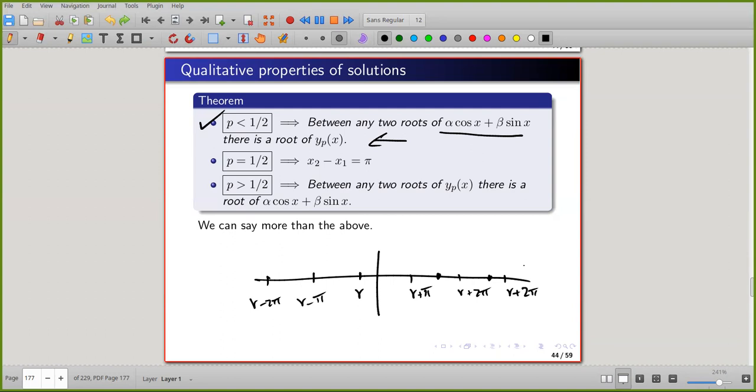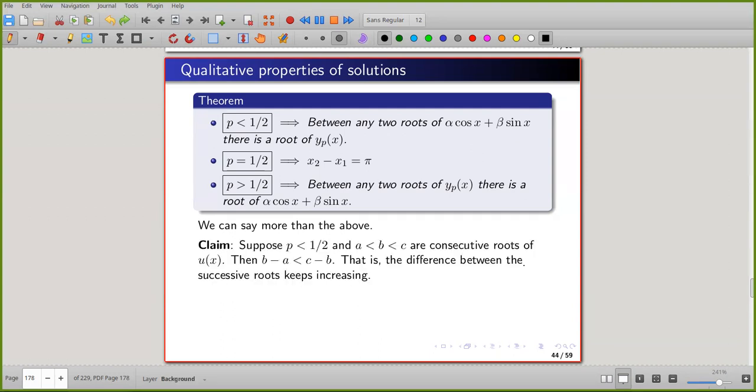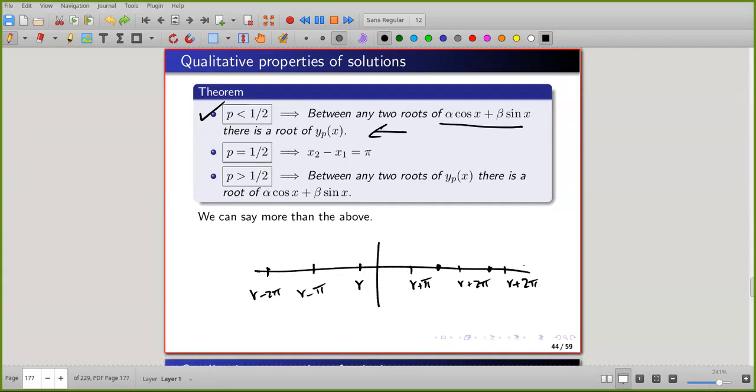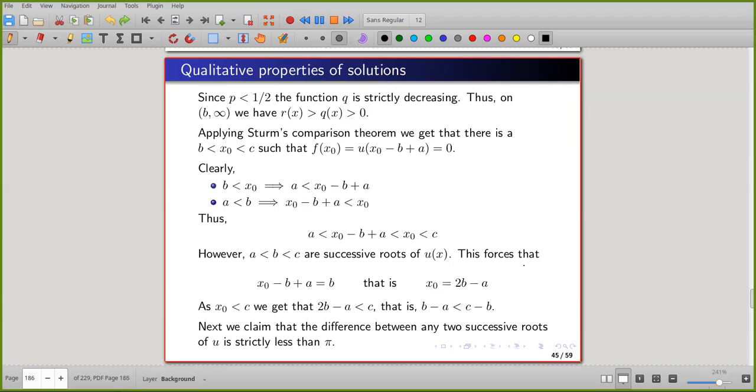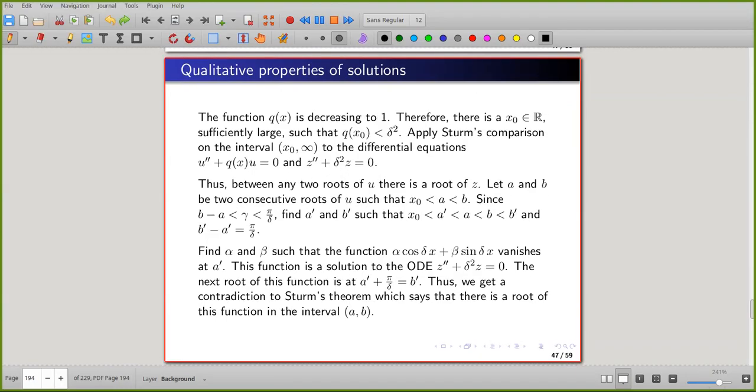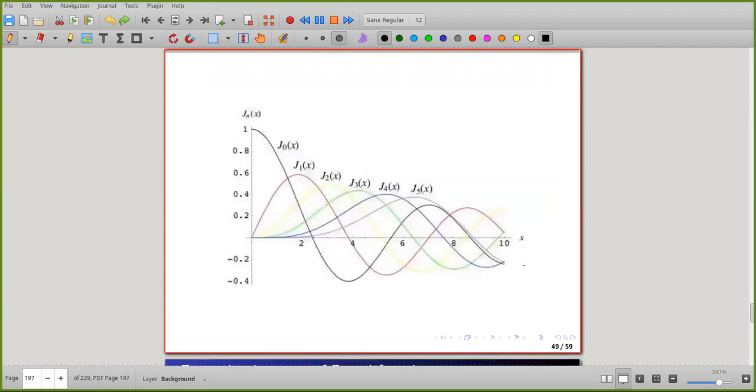Okay, so let's go ahead. Yeah, let's just stop here. I think this is a good place to stop. If I go ahead now, I'll have to rush through. So maybe I will take this up next time.